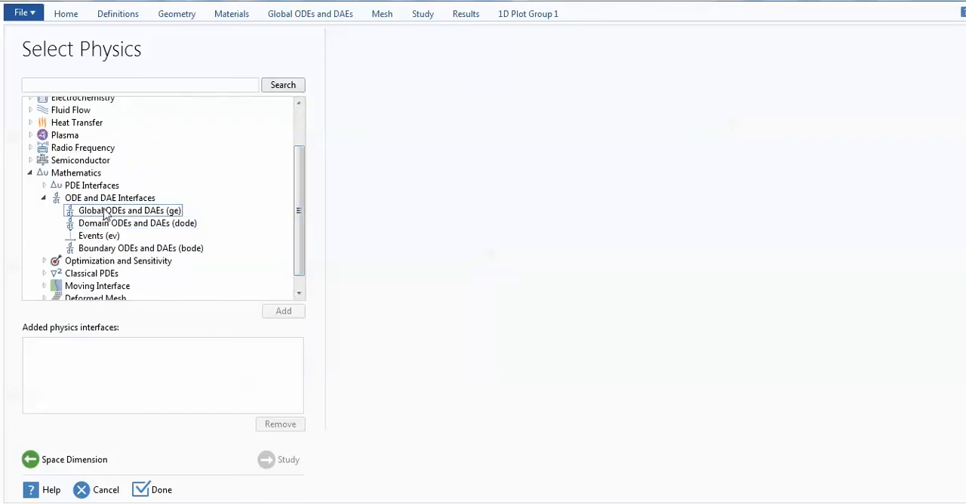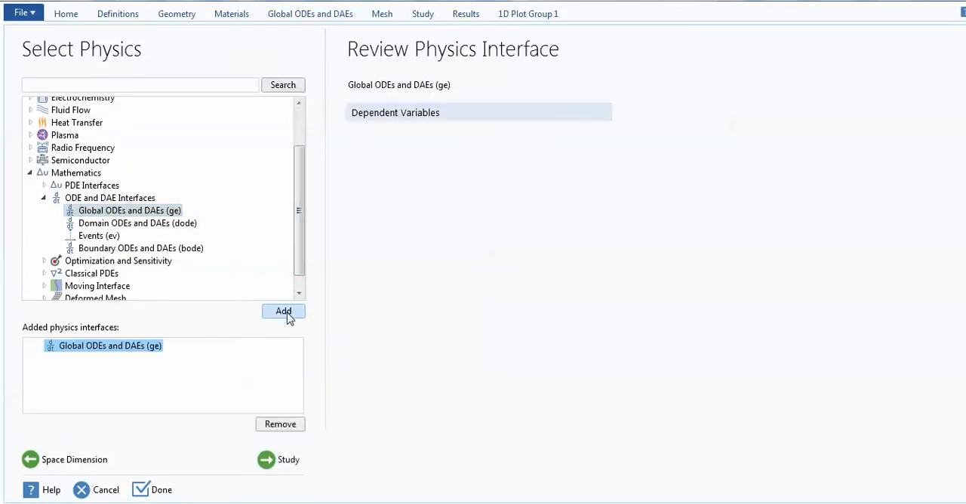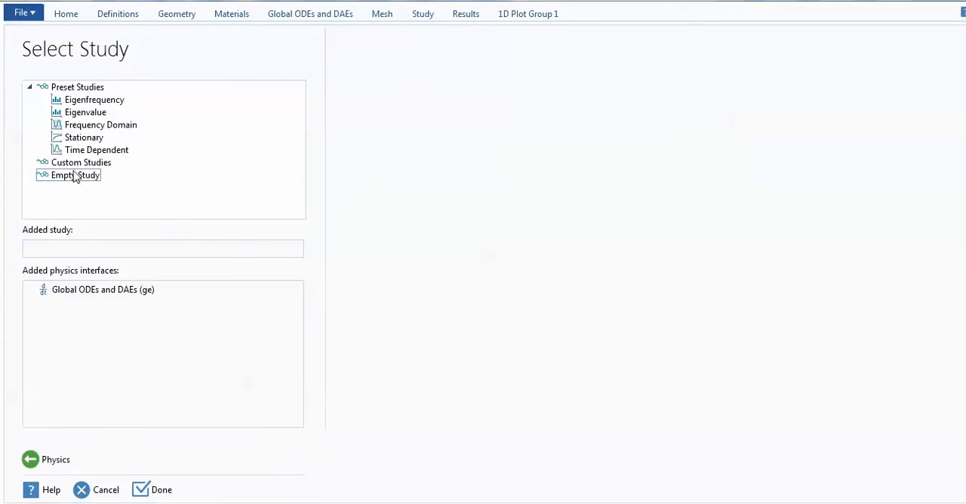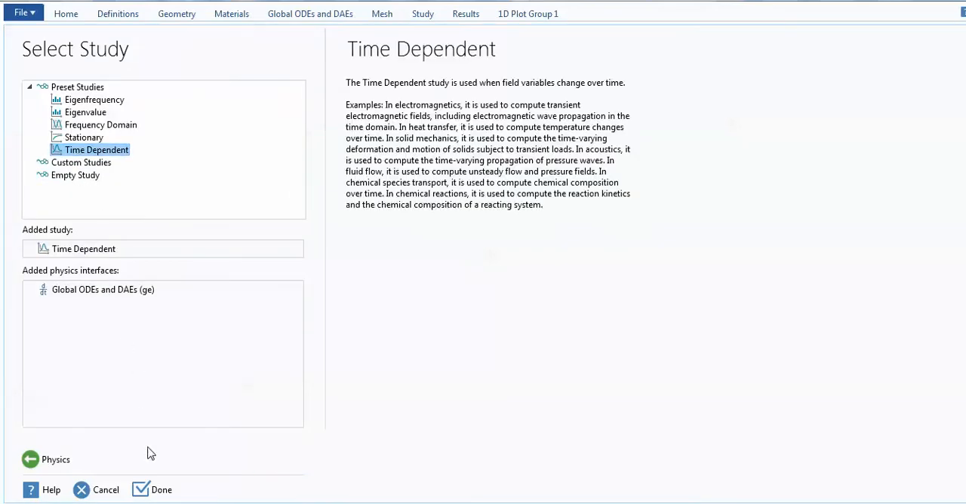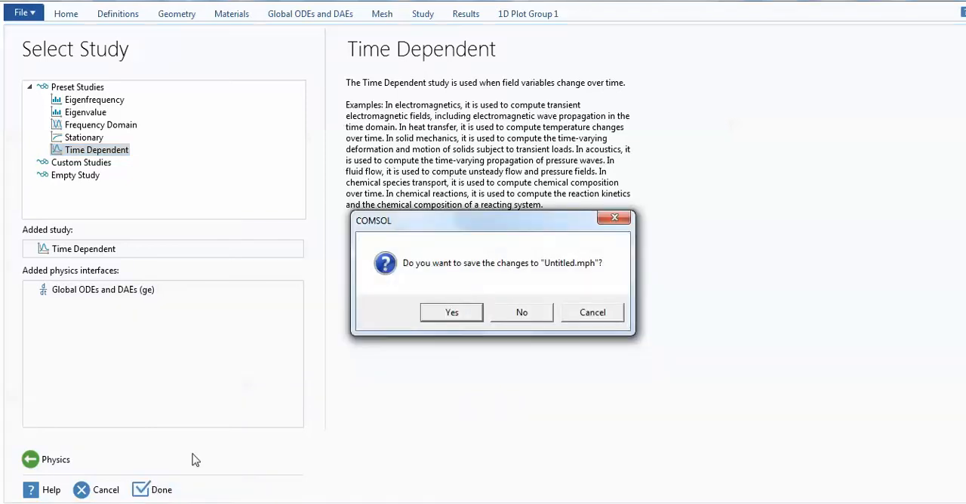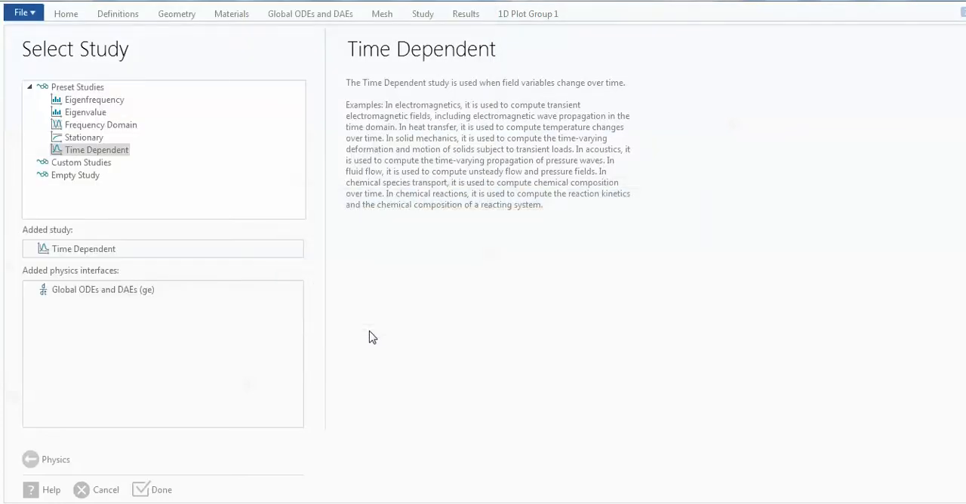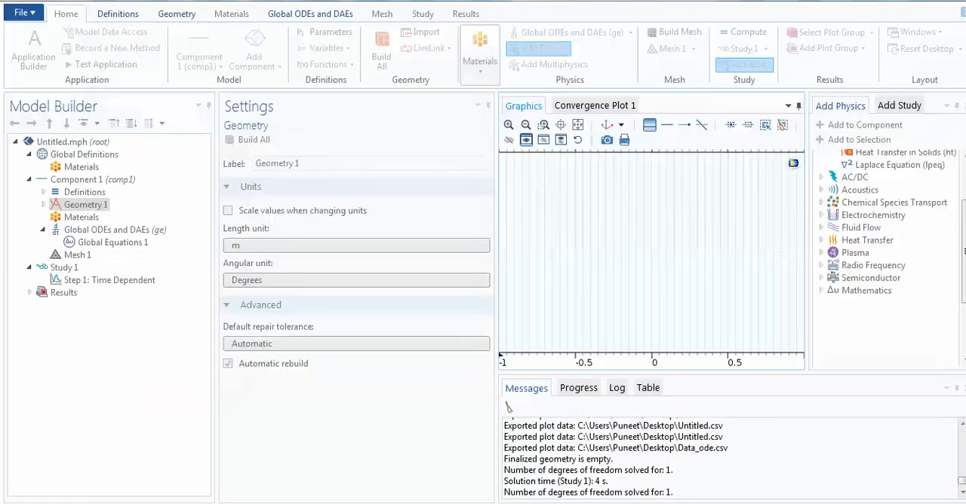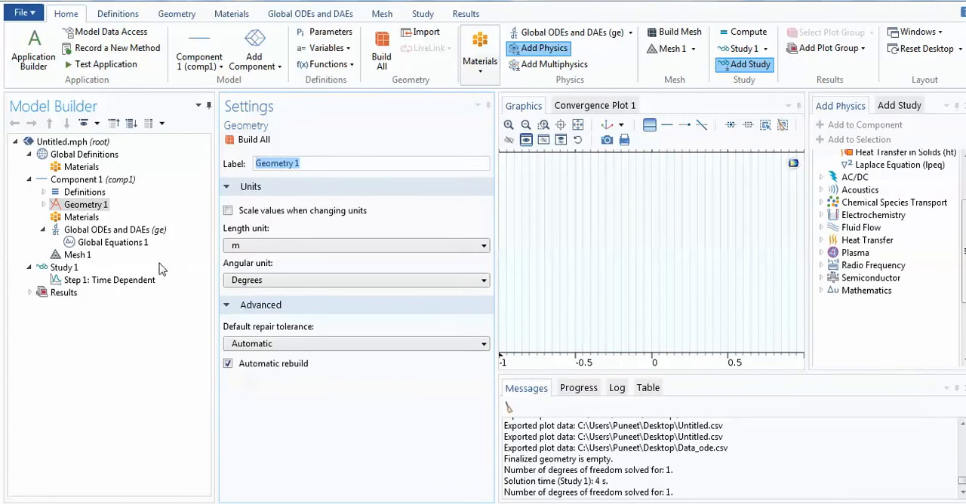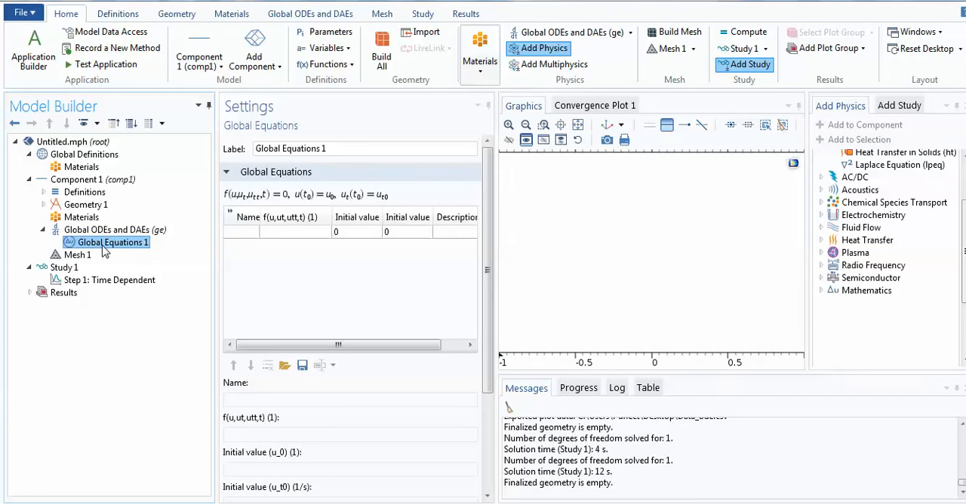You can add the physics of Global ODEs and DAEs. You can just add it, and then the study. Obviously your problem is time dependent, so your domain is not important, your study is important. We are doing a time dependent study, so it will automatically add the study. You can save it as your ODE.mph. I can just replace my older one. So this is your model. The domain is not important because you are directly solving this time dependent equation. What is important is how you write this equation.